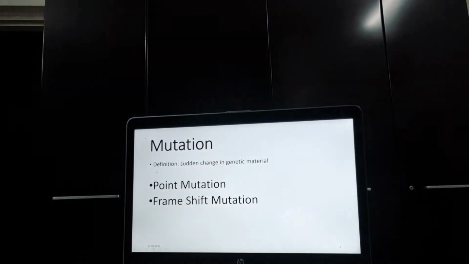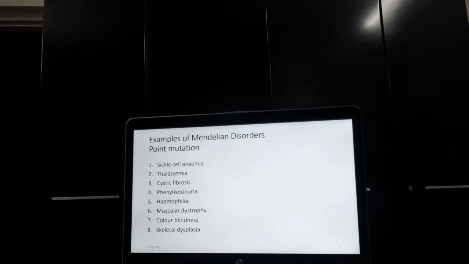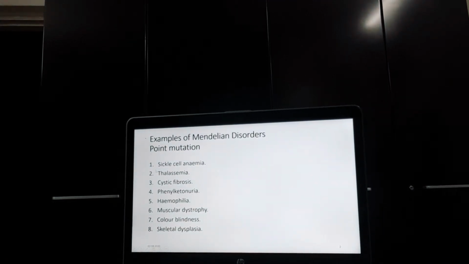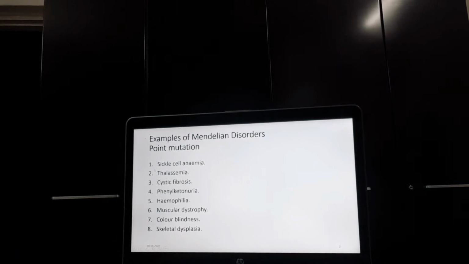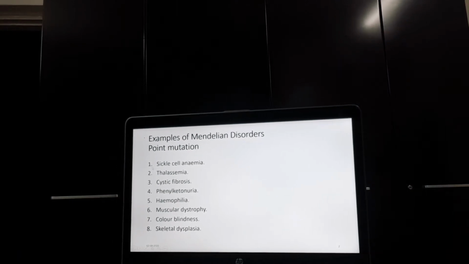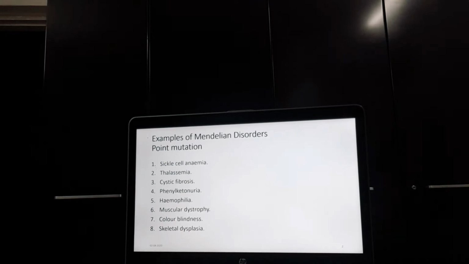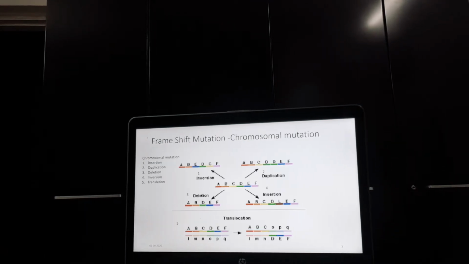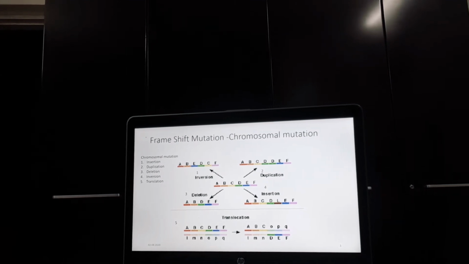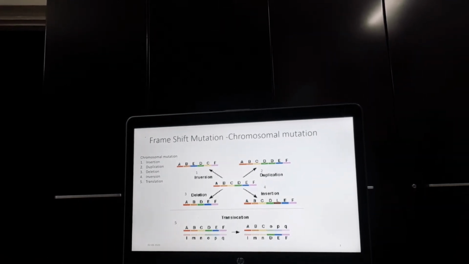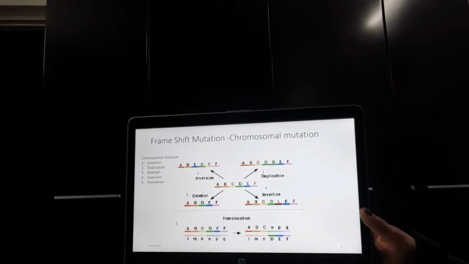Sure, Dr. Mohan. So far we are discussing mutation. The Mendelian disorders are sickle cell anemia, thalassemia, cystic fibrosis, phenylketonuria, hemophilia, muscular dystrophy, color blindness, and so on. The chromosomal mutation, now this is important to note. Let me just adjust the frame.